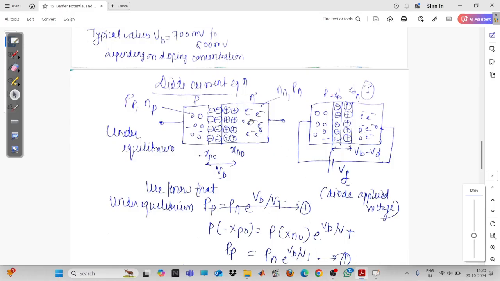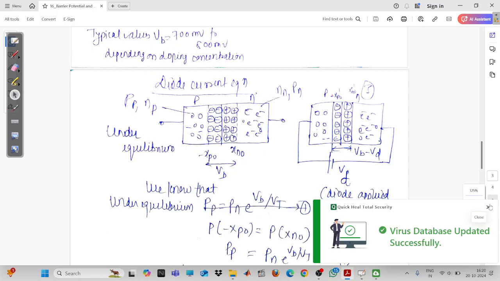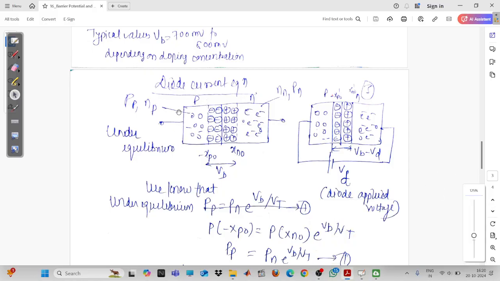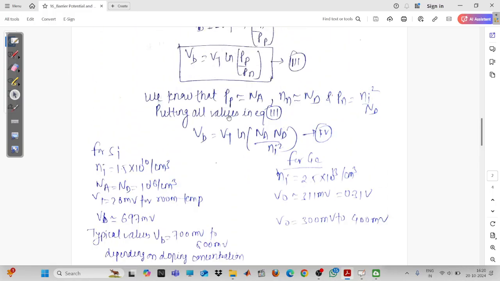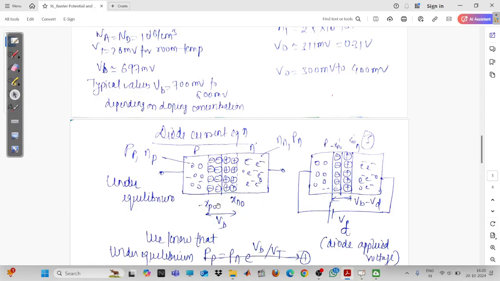Okay, so now coming to the diode current equation, we will try to find the diode current for the forward bias condition and the reverse bias condition. Now this PN junction diode will be formed of the P-type semiconductor and the N-type semiconductor. In the previous lecture, we obtained the derivation of the barrier potential.